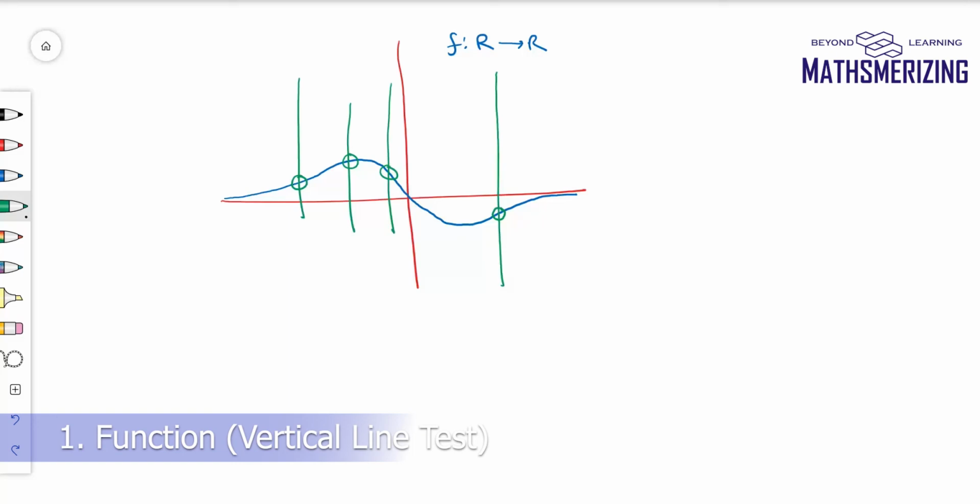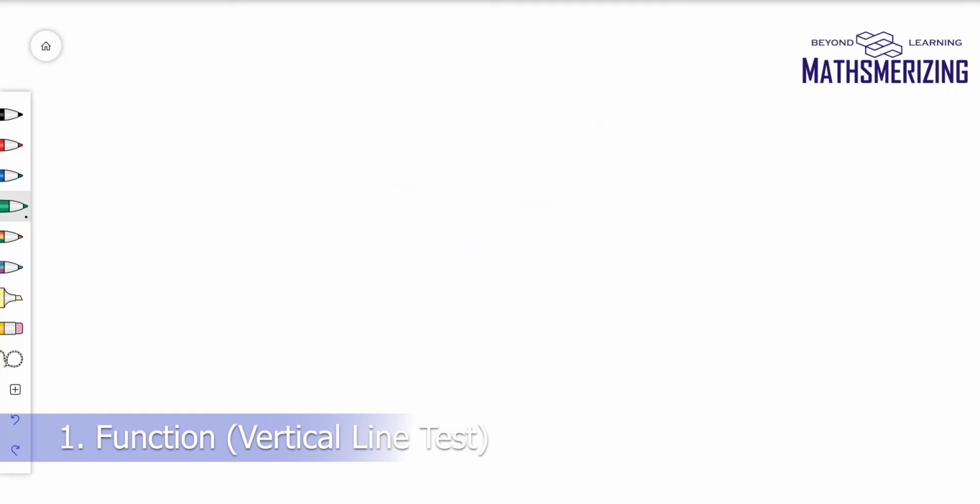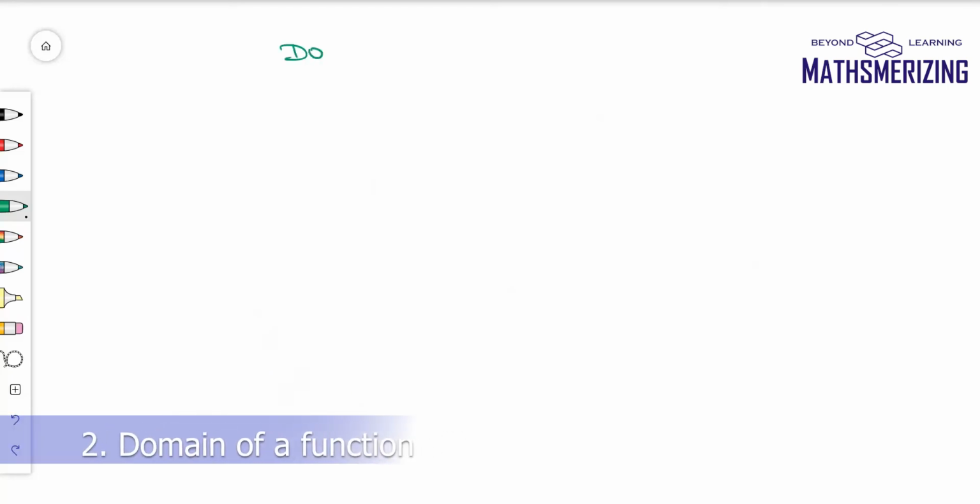Now for this one, I know every time if I draw a line, there'll be a point of intersection and there'll be only one point of intersection. So that means this graph represents a function. Now the second thing that we'll decide from the graph is domain of a function. Now domain is the set of values of x that a function can take.